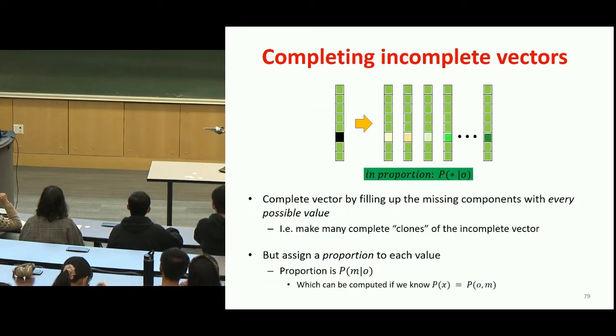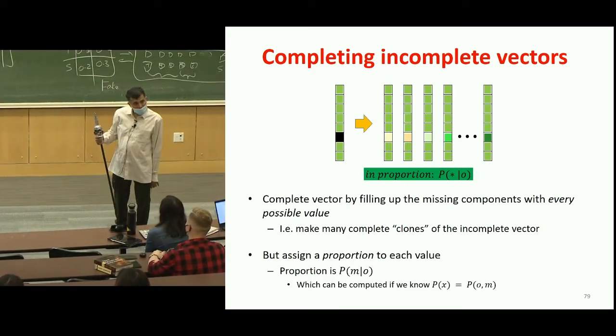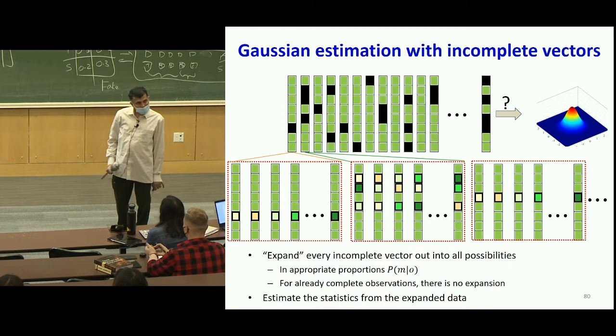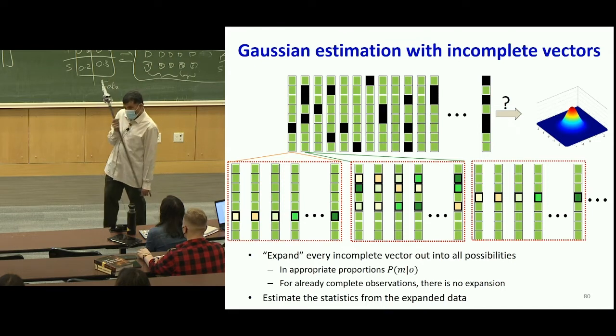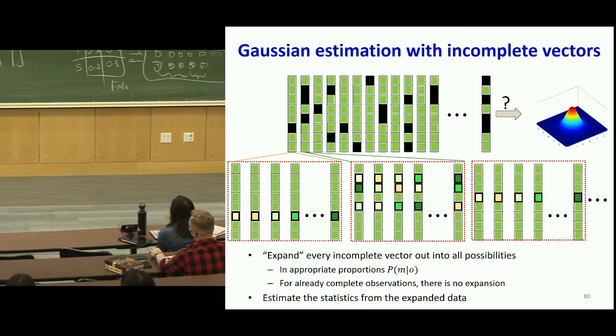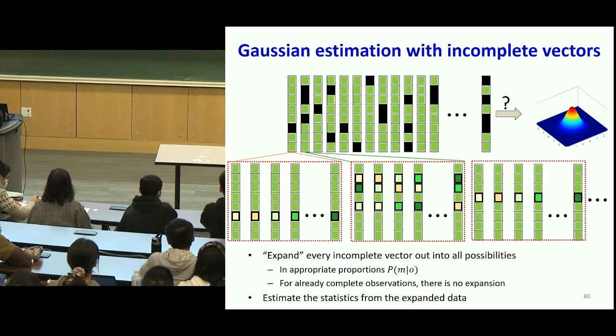So every one of these values is going to be filled in proportion to the probability of the value given O. And so each one of your data vectors is now going to have a very large number of copies, and the missing values are going to be filled in, and the data vectors are being completed. Each specific value is going to be used in completion a number of times in proportion to the a posteriori probability of the data itself.